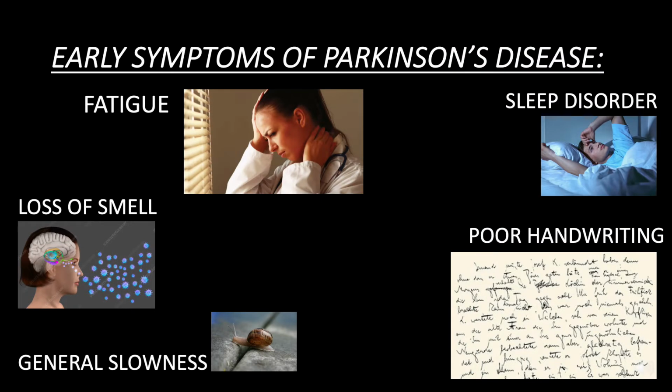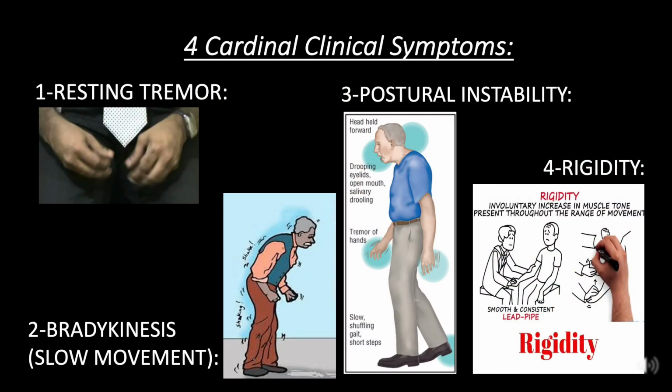Early symptoms of Parkinson's disease are fatigue, sleep disorder, loss of smell, poor handwriting, and general slowness. The 4 cardinal clinical symptoms are: 1. resting tremor, 2. bradykinesia, slow movement, 3. postural instability, 4. rigidity. Rigidity is an involuntary increase in muscle tone present throughout the range of movement.